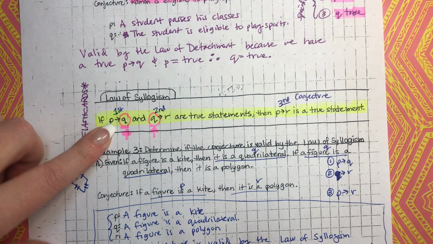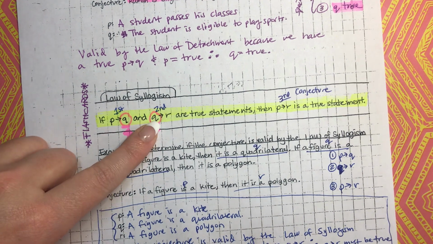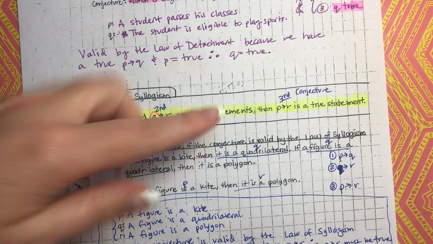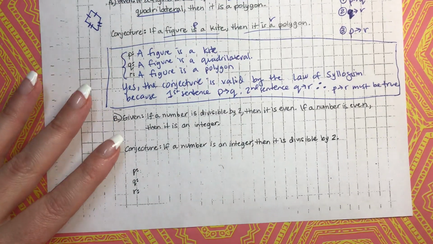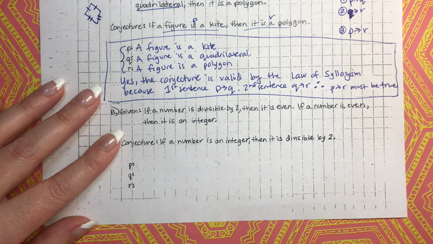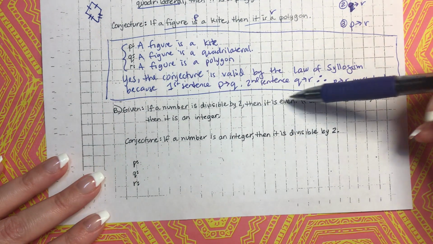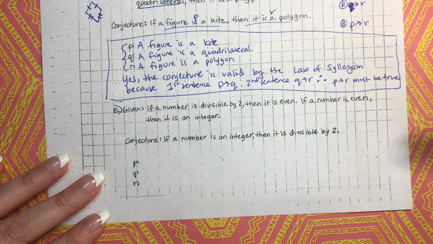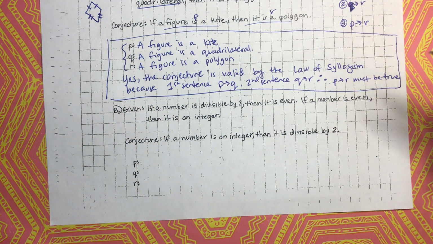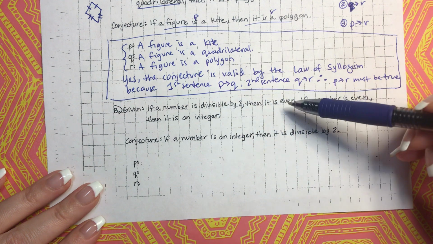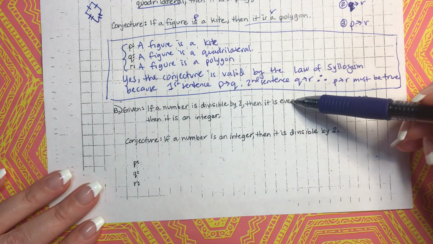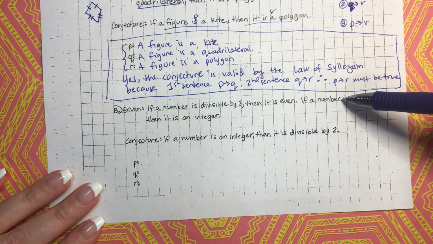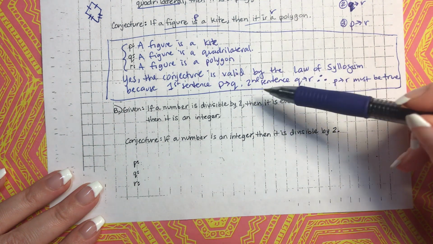Is the first sentence P to Q? Is the second sentence Q to R? And then is the third sentence P to R? So here we go. If a number is divisible by 2, then it is even. Okay? And then if it is even, then it is an integer. So remember, we need the P to Q, right? But the key thing is that Q is then the beginning of the second sentence. So do we have that?